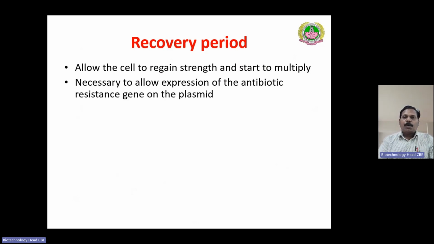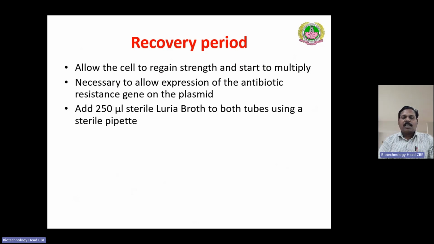So for the gene to produce the enzyme to degrade the antibiotic, we have to allow sufficient time. That will also be the time required for the cells to multiply the cloned DNA fragment in a larger number, propagate them in a larger number for subsequent steps. So this is what we call the recovery period.